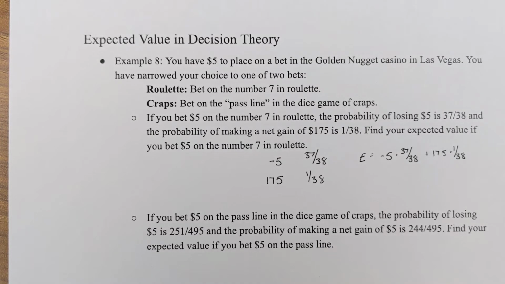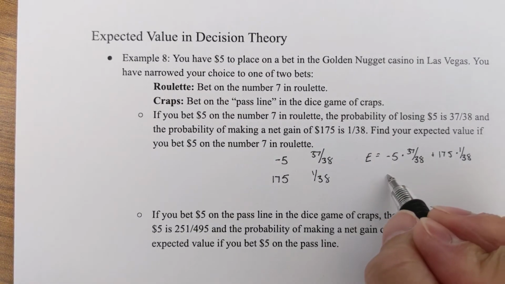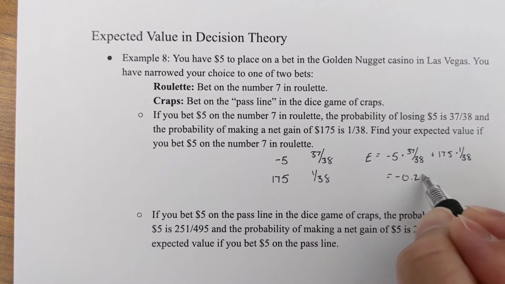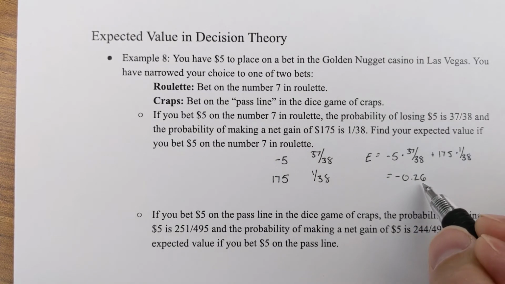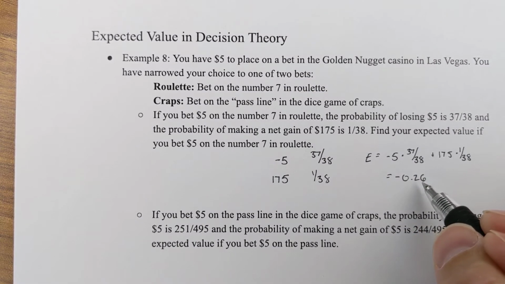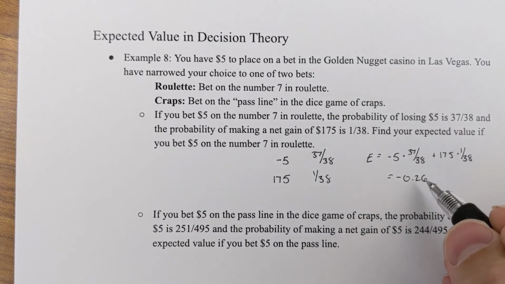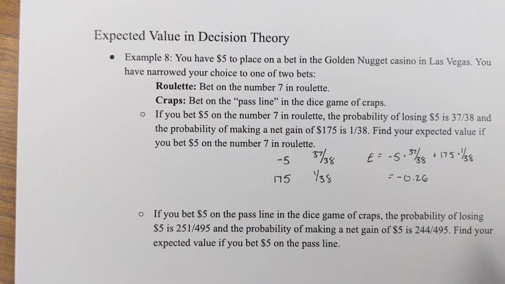And that comes out to be negative 0.26. So your expected result is to lose 26 cents. So the house goes up 26 cents.